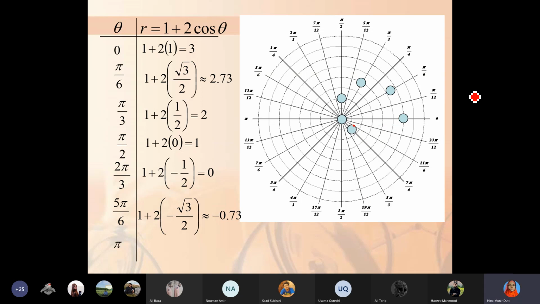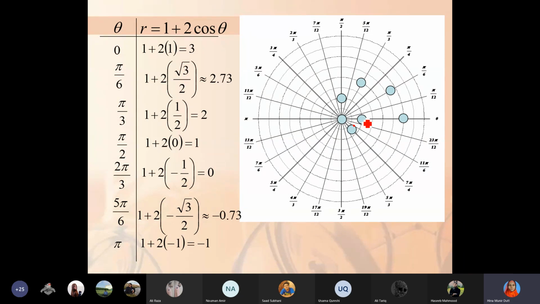And for theta is equal to pi, the value of r is minus 1. This is theta is equal to pi line. And since the value of r is negative, we will plot it in the opposite direction of pi, which is theta is equal to 0 and the value of r is 1. And this point is 1. Now I will draw the mirror image of all these points.